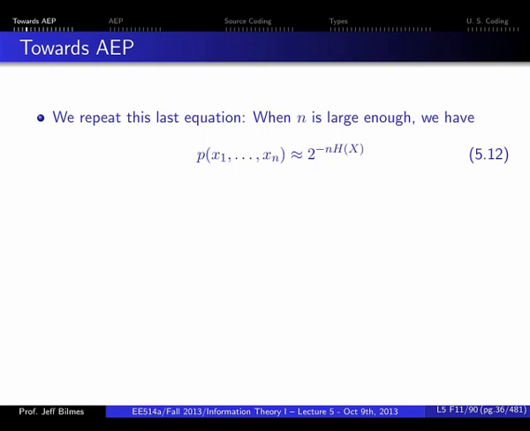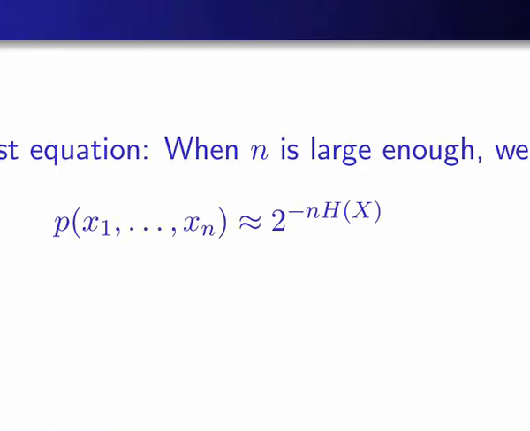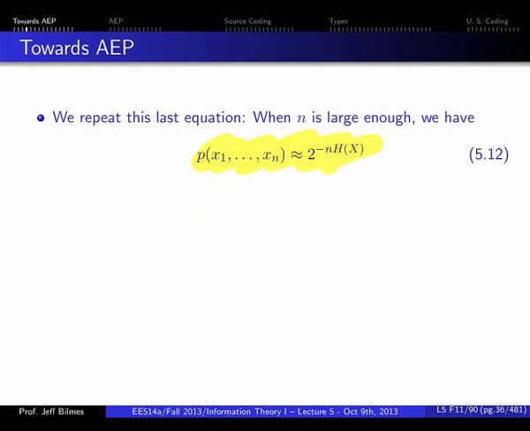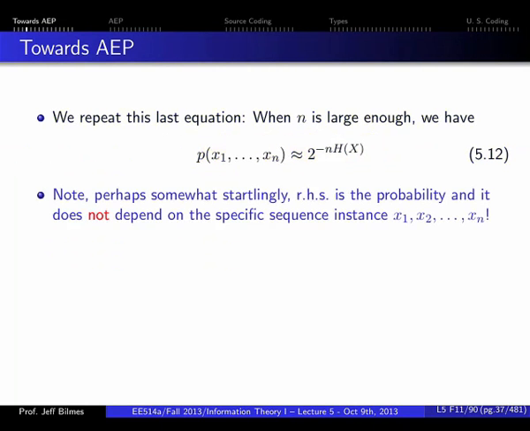So let's repeat here's the equation again. When n is large enough, all events have equal probability. I'm going to repeat this several times. So this is startling. The right-hand side probability does not depend on the specific instance.